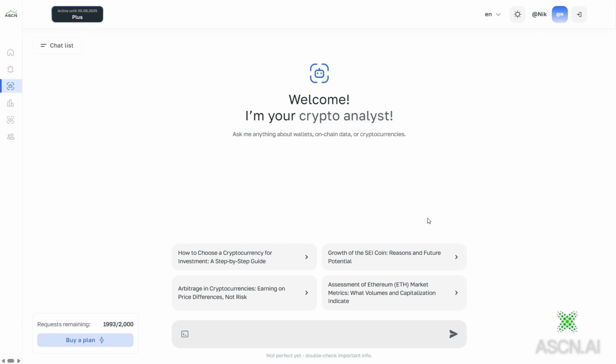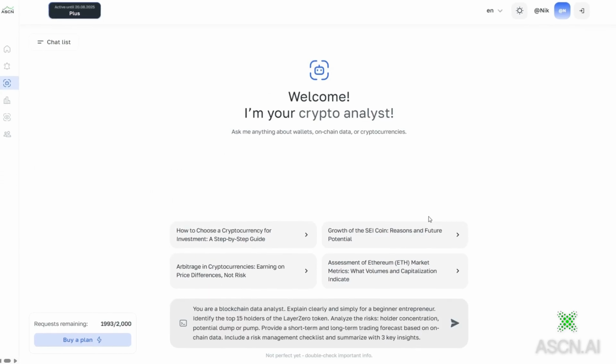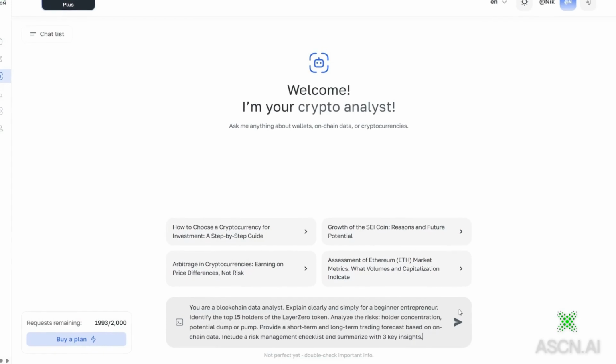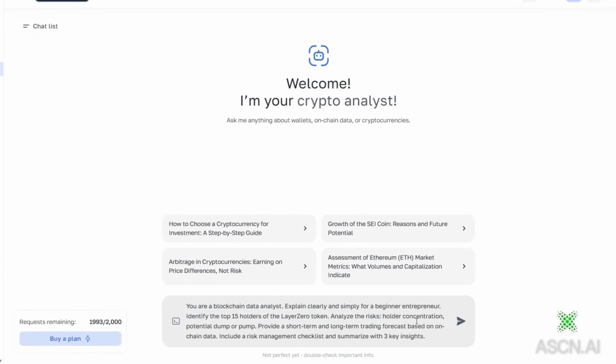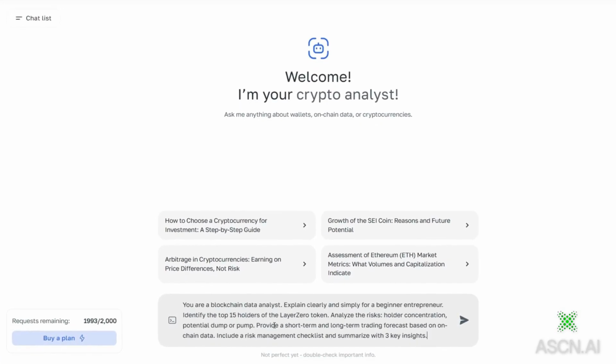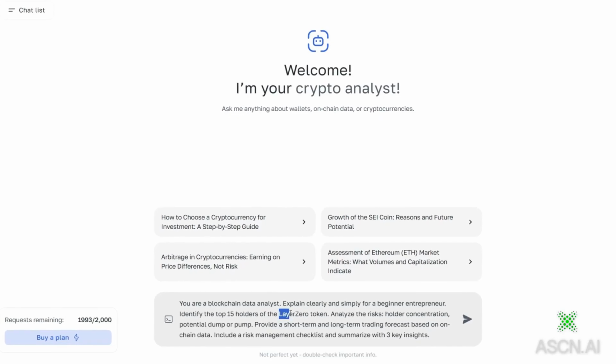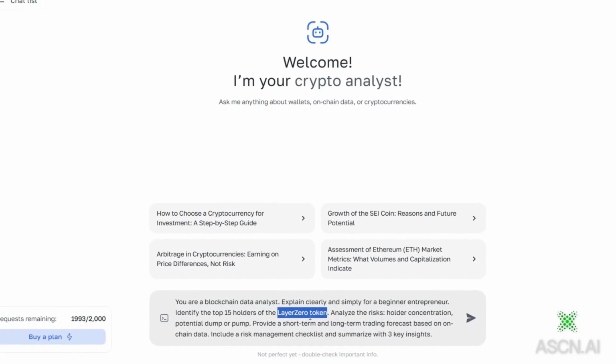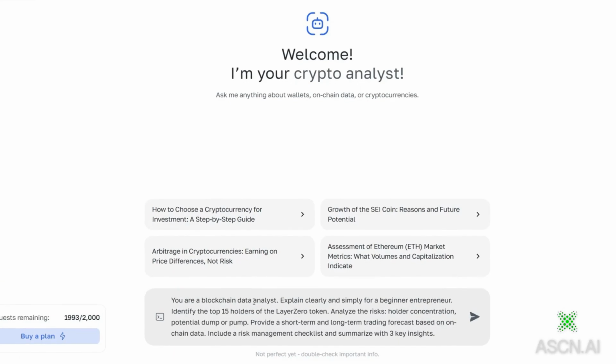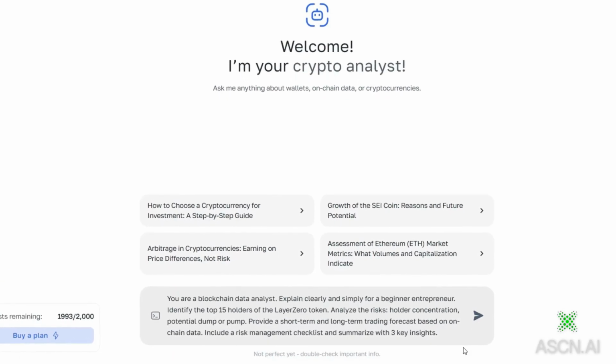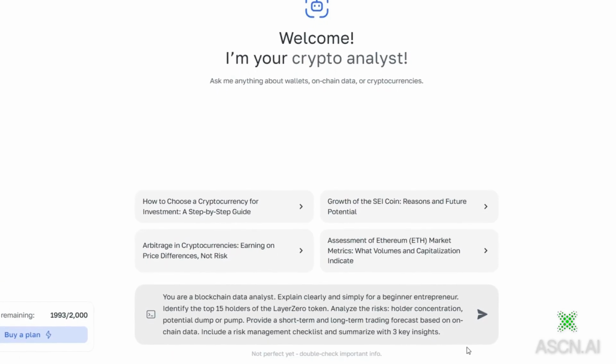Look, there's a prompt like this. Let's paste it in. You are a blockchain data analyst and you explain simply and clearly to a beginner entrepreneur, that is, to people like us, what is happening with the top 15 holders of the Layer 0 token. Analyze the risks, the concentration of possible dumps or pumps, and forecast the short-term and long-term trends based on on-chain data. Give a risk management checklist and make 3 key conclusions.